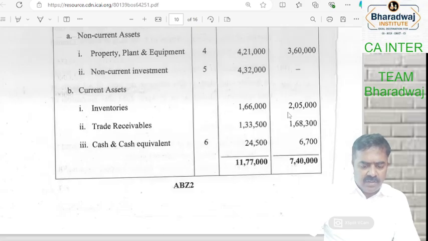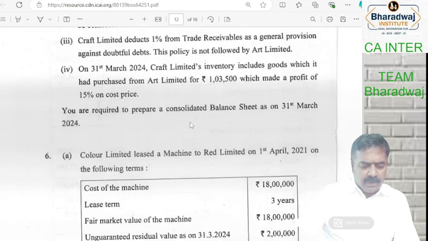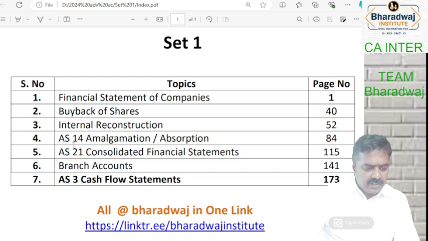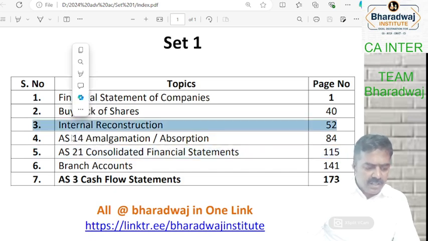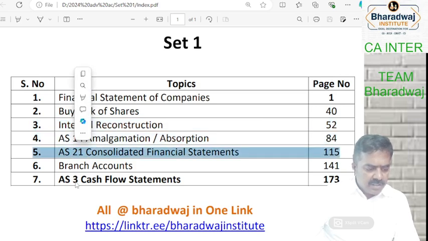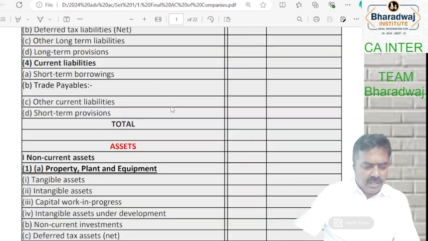Art Limited, Craft Limited, they have given. They have given some adjustments. Prepare the consolidated balance sheet. That is what is there. They asked internal reconstruction, amalgamation, consolidated balance sheet, cash flow statements, internal reconstructions also they asked.